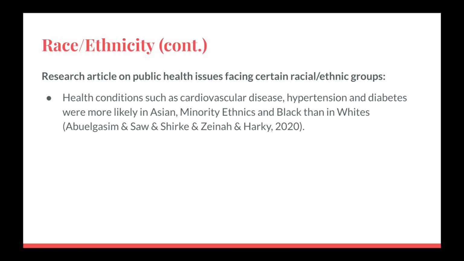So here I provided a research article on public health issues facing certain racial slash ethnic groups. It mentioned that health conditions such as cardiovascular disease, hypertension, and diabetes were more likely in Asian, minority ethnic groups, and Blacks than in whites. So this helps give a perspective of what underlying health conditions certain groups were more susceptible to. In the case of Blacks and minority ethnic groups, such as Hispanics, you get an idea as to why there could have been high mortality rates, given that they could have had more likelihood of having complications as well as long-term health conditions if they were to have caught COVID-19.